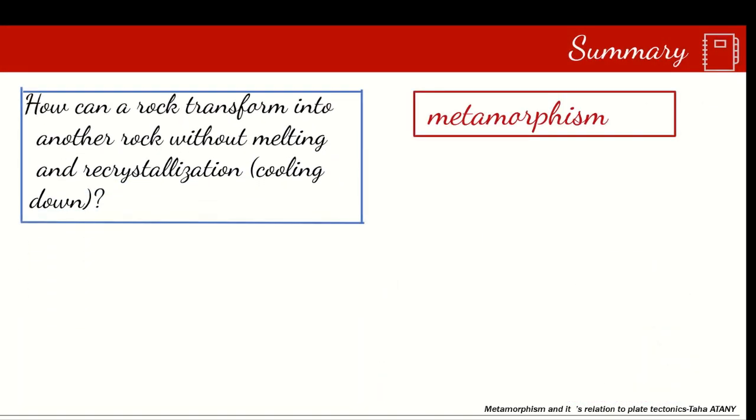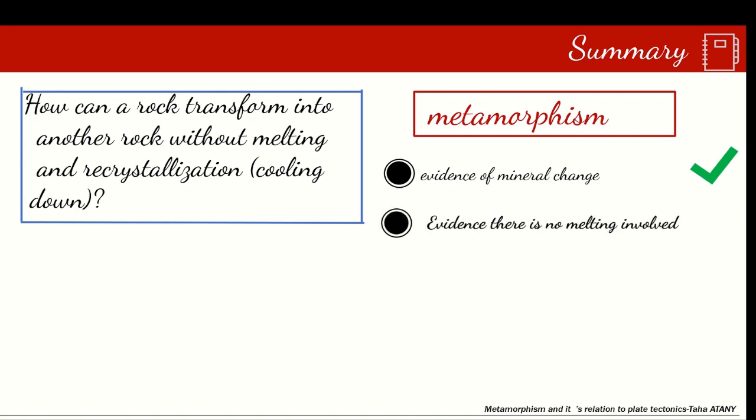Now let's make a summary. Metamorphism. We have proven how a rock can transform into another rock without melting and recrystallization, so a solid state transformation, by doing the following. We have proven evidence of mineral change. We have proven that there is no melting involved by studying the texture. We have identified specific textures for metamorphic rock, such as schistose structure.